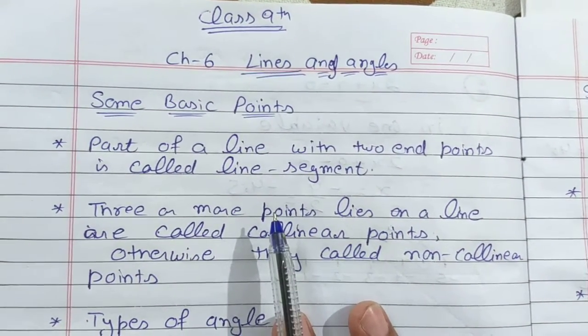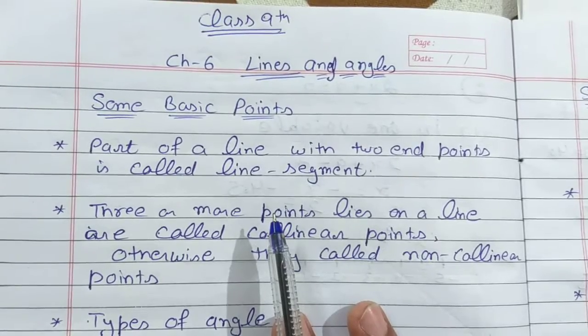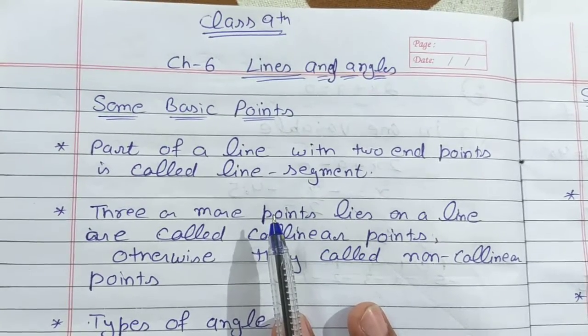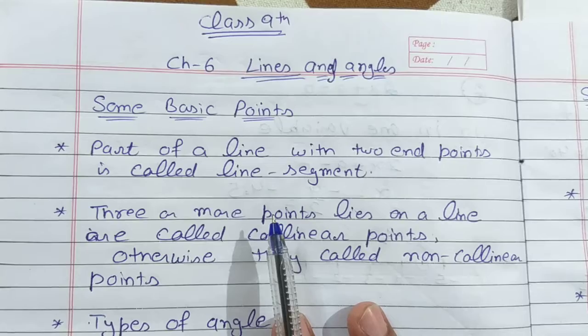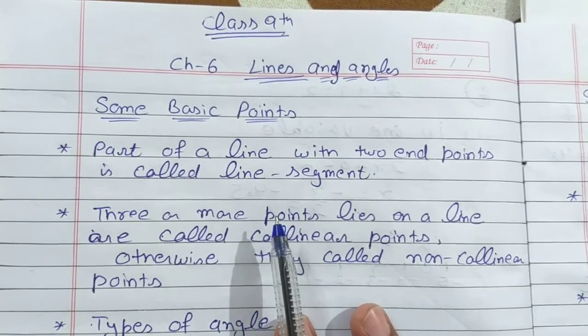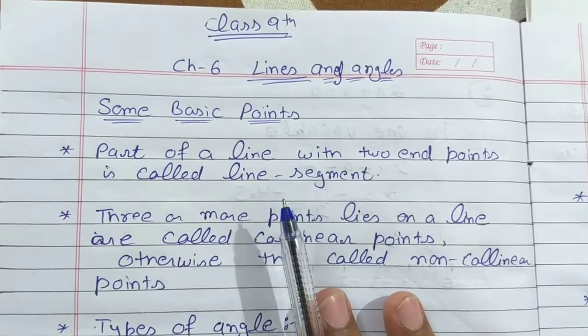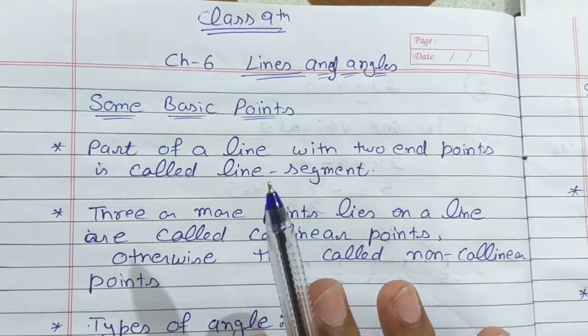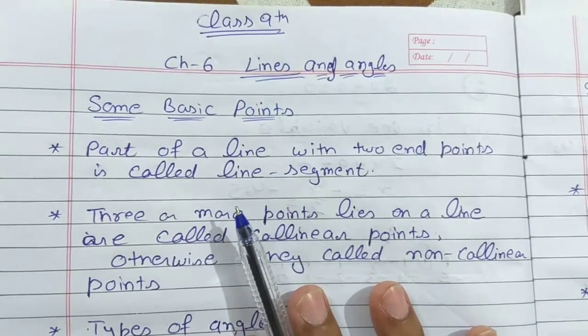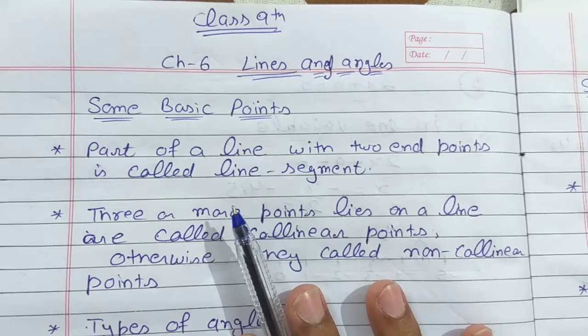Students, in ninth class today we are going to start a new chapter, that is Chapter number 6, and its name is Lines and Angles. So basically, what type of chapter is this? In this chapter we will deal with the problems based on lines and angles.